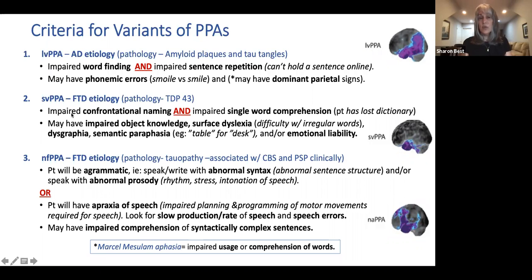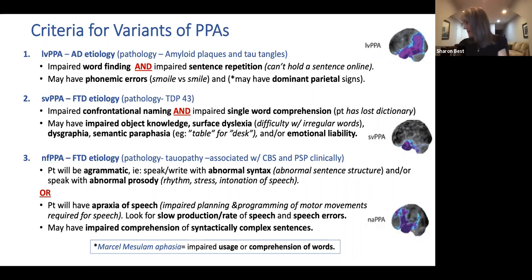Now, one of the core criteria for semantic is that the patient must have confrontational naming impairment and impaired single word comprehension. Now, a very easy way to remember this is to remember that this patient is going to have lost those words from their dictionary. So again, in reality, all PPA patients will have impaired naming tests. But this one, we're going to be able to tease out that that word doesn't exist there anymore in their mental dictionary.